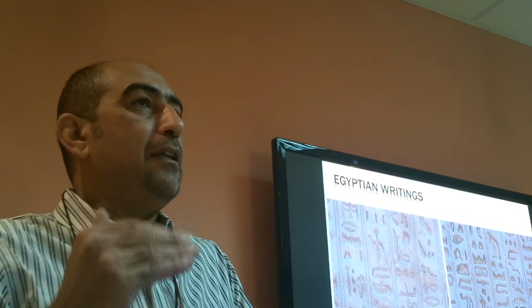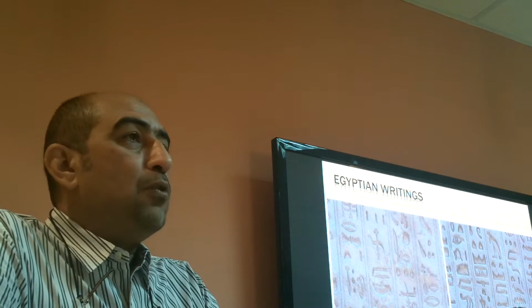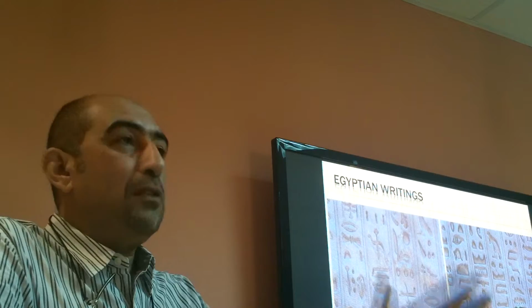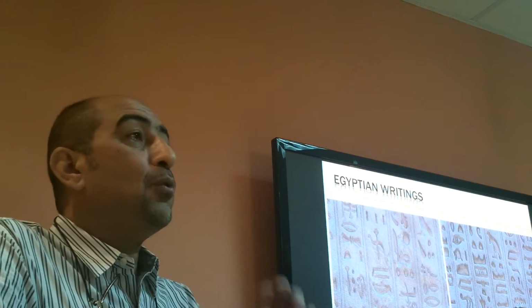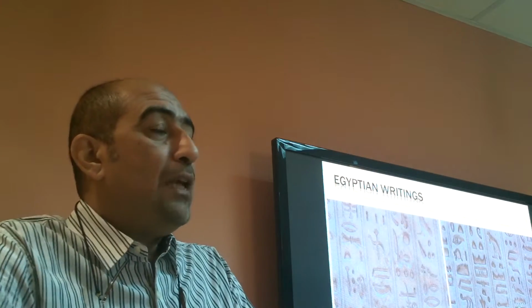So after deciphering the hieroglyphs from the Rosetta Stone, which was found by the French, Jean-François Champollion managed to crack the code in 1822 to be able to read the whole text on the Rosetta Stone in 1824, which is the year we call the birth of Egyptology. Egyptology was born that year when they managed to read all the text on the Rosetta Stone and later on everything in tombs. So this is number one.